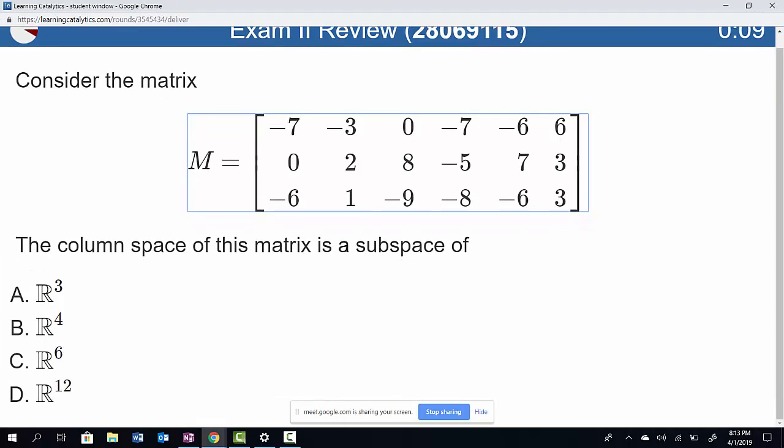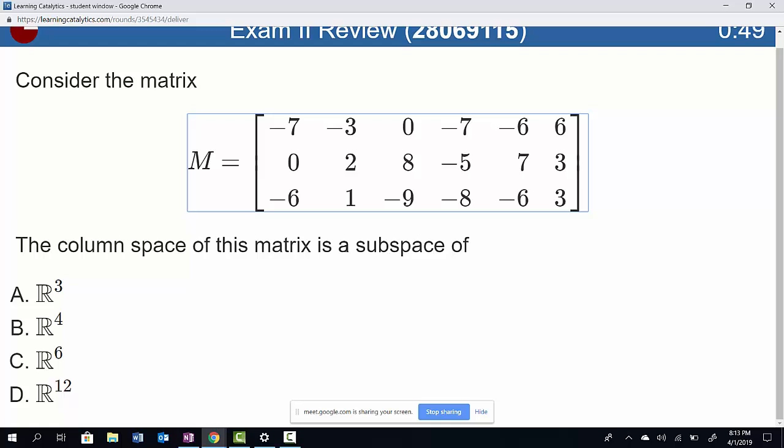All right, consider that matrix A, 3×6. The column space of this matrix is a subspace of R what? Column space, subspace of what larger vector space? The column space is a subspace of what larger space? Is the column space related to the x's or to the b's? Think of that definition of the column space. It's the linear combinations of the columns. If you take a linear combination of these columns, what kind of result do you get?